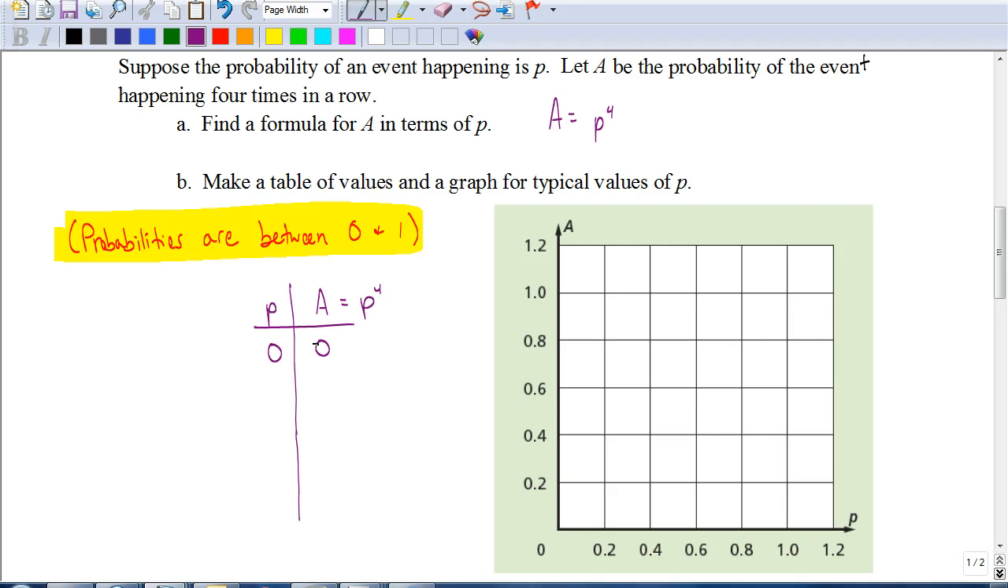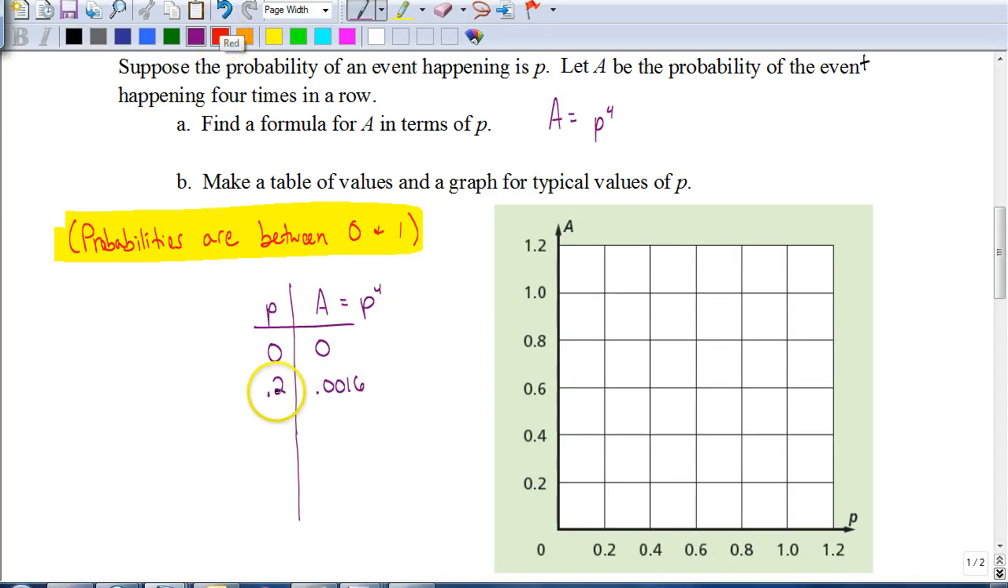Let's say the probability of something happening just once is a 20% chance, which would be 0.2. Well, the probability of that event happening four times in a row is 0.2 times 0.2 times 0.2 times 0.2, which is 0.0016.